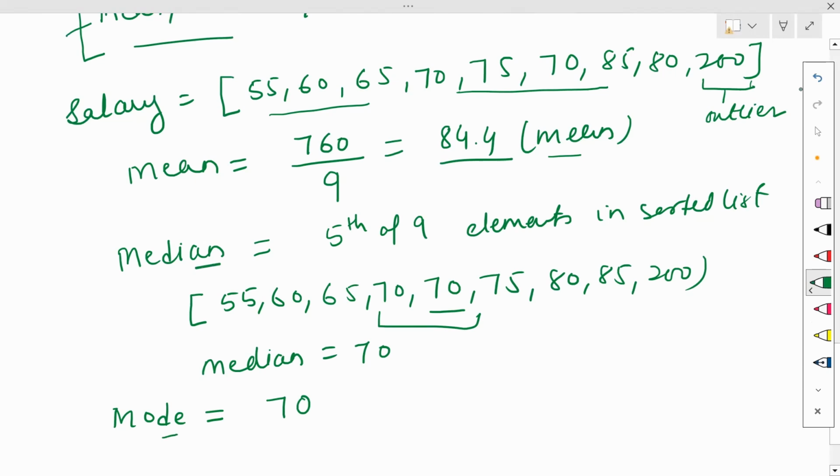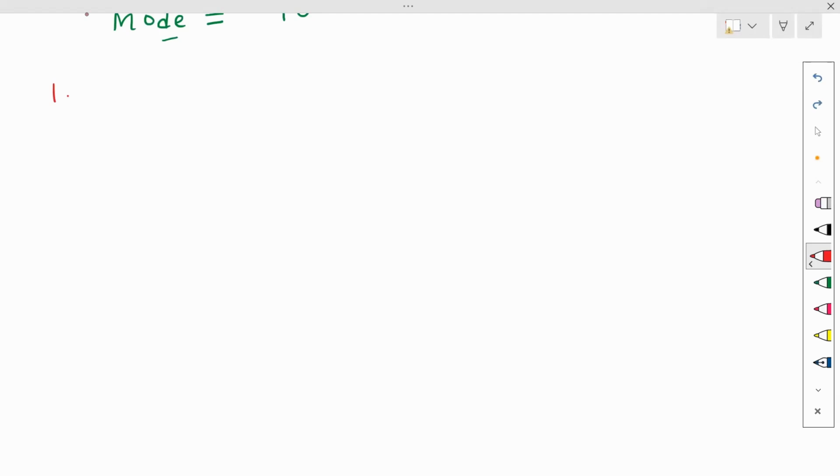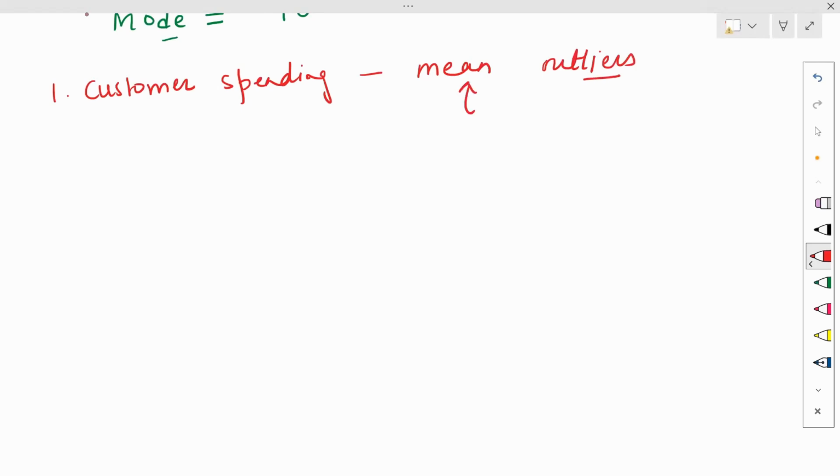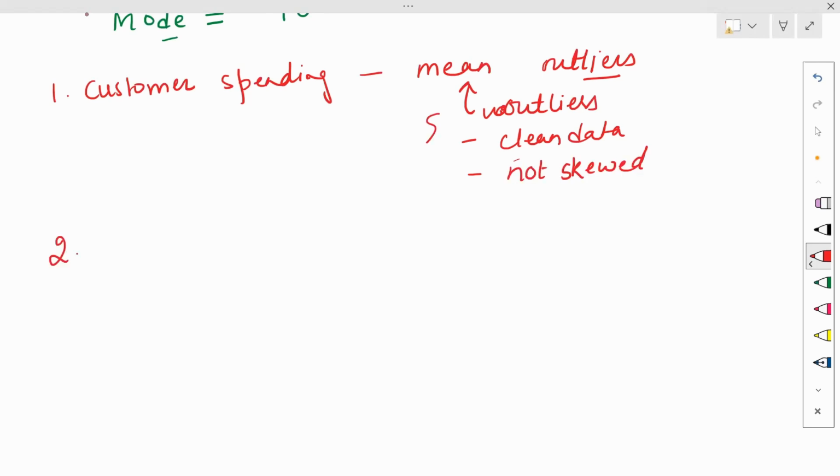Let's understand where in real-time scenarios these can be used. For a grocery store, if we want to understand how much a customer is spending in one visit, we may go for the mean. But like we saw, the mean may be impacted by the outliers. So we should use the mean only if we are sure that there are no outliers and the data is clean and not skewed. If these conditions are not satisfied, in that case, using the median would be a better choice.